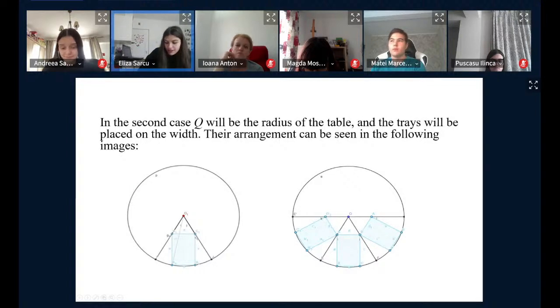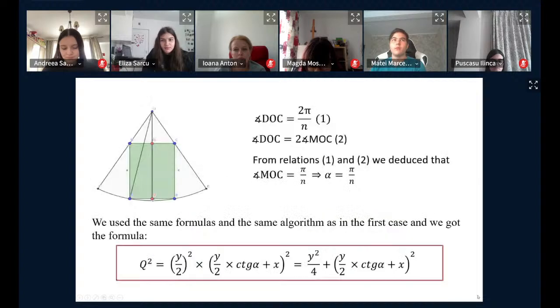After we finished the first case, we tried the other one as well. In the second case, Q will be the radius of the table and the trays will be placed on the width. The arrangement can be seen in the following images. We used the same formulas and the same algorithm as in the first case, and we got the formula Q squared equals y squared over 4 plus (y over 2 times cotangent of alpha plus x), everything squared.